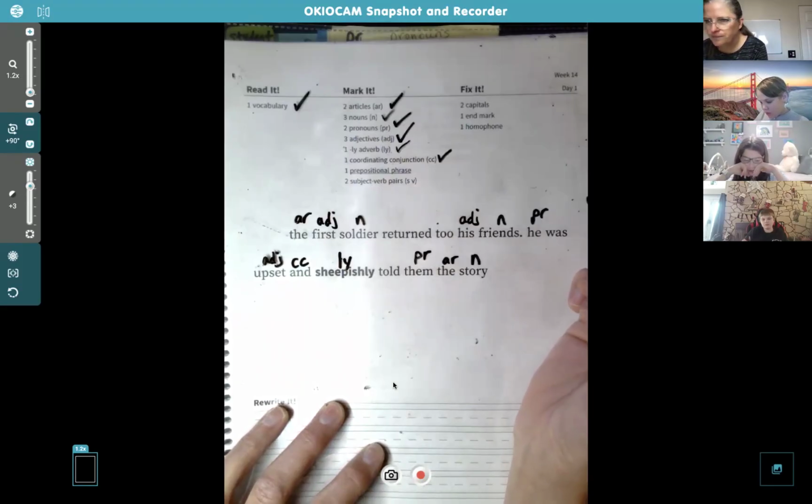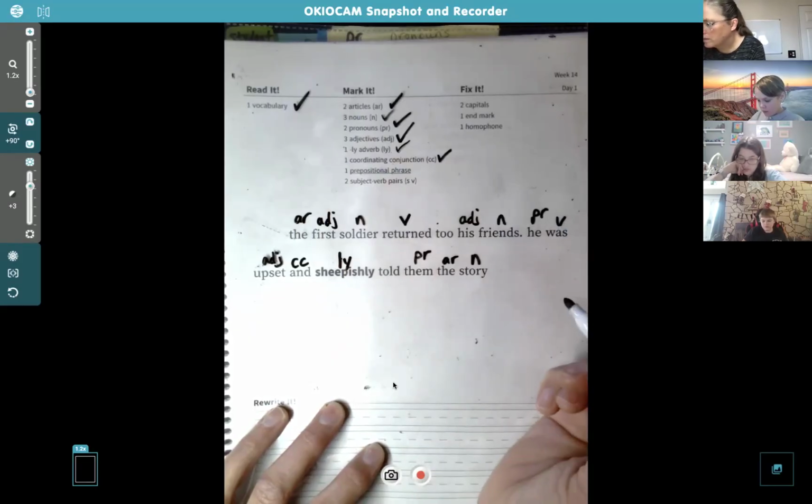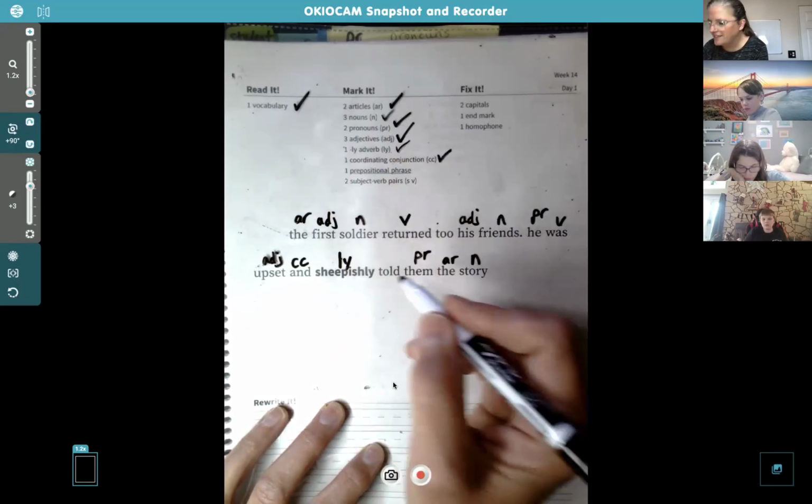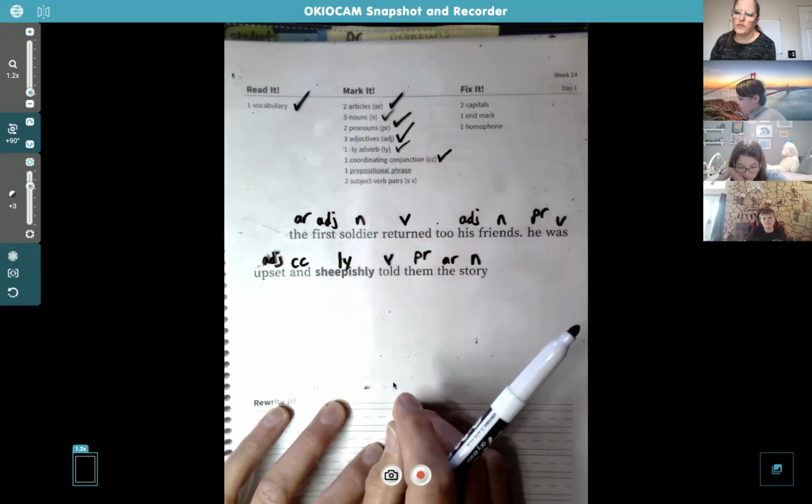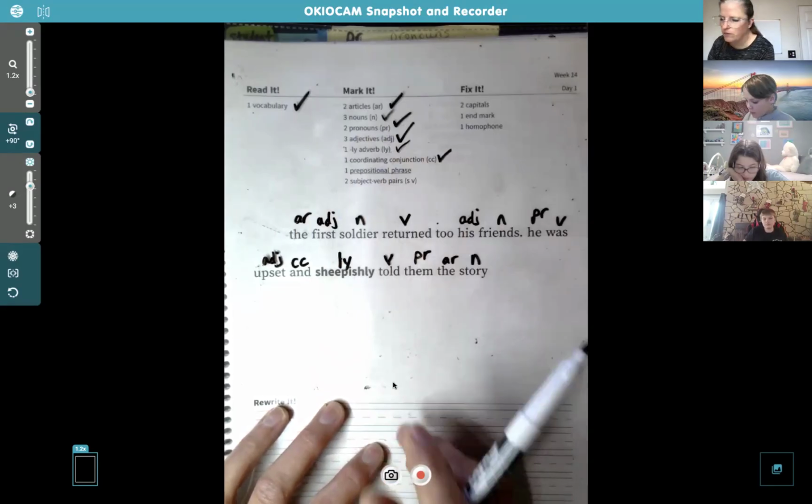So I know that "returned" is one. "Was." Yep. One more. There's actually one more verb in here. "Told." Yes, there you go. So even though it says two subject-verb pairs, it just means there's two subjects, but sometimes there's more verbs that go with the subject.